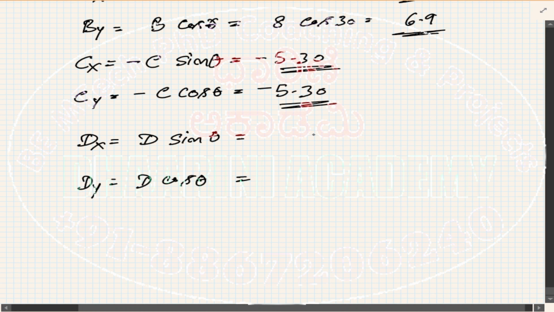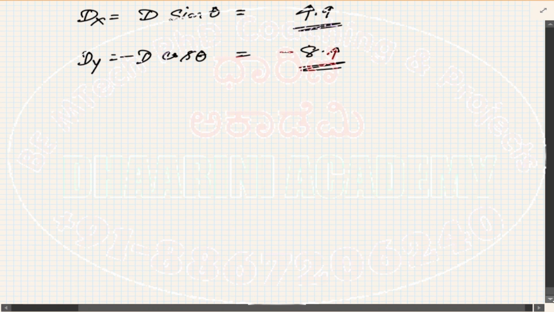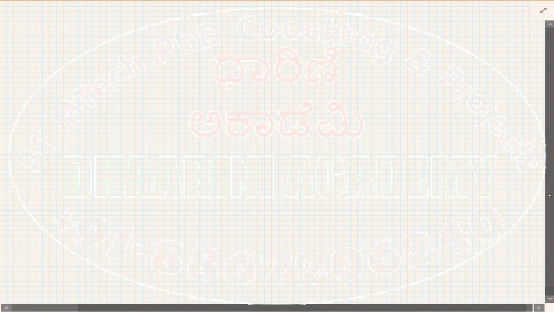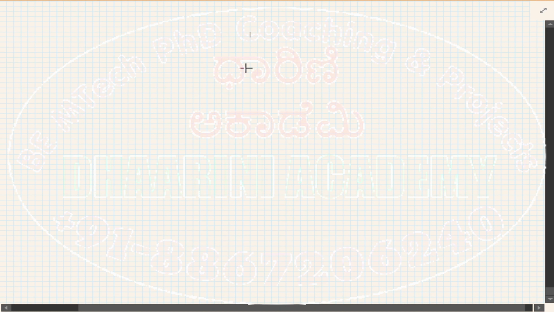Okay, this comes to be 4.9 minus 8.4. Perfect. So the y component is negative, the x component is positive. All right. Let's solve one more problem.